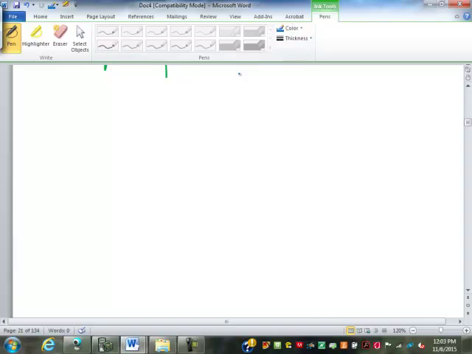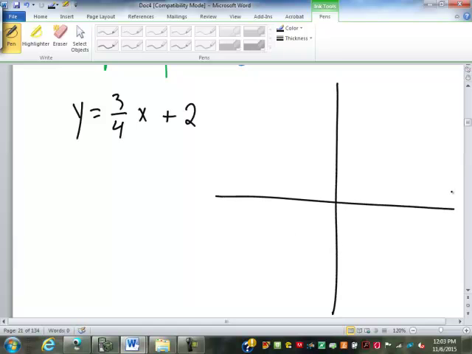So I could graph very quickly y equals 3/4 x plus 2. I would start out at positive 2 right here. That's my starting point, 2 up from the center. And then 3/4 means I rise how much? 3. And I run 4. 1, 2, 3, 4. There's my second point right there. So my line goes through those 2 points. There's my line.